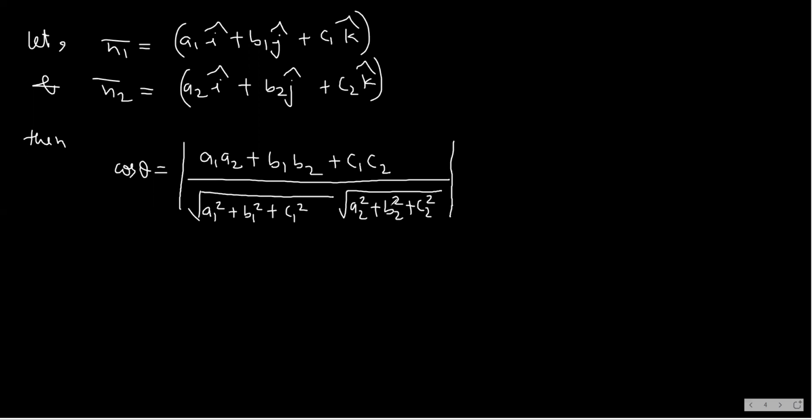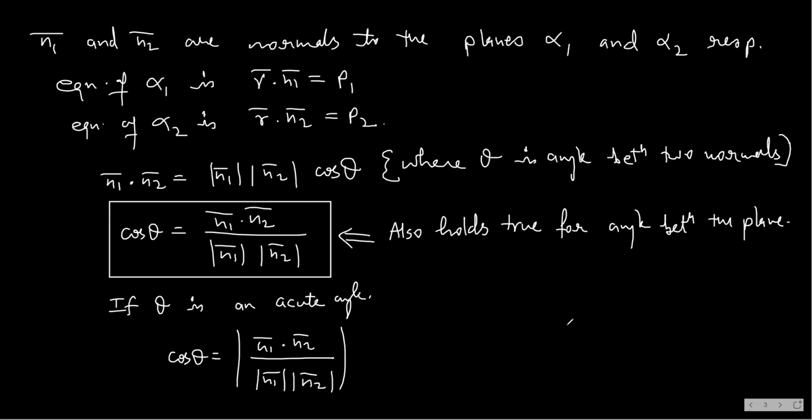Very good. Students, I would like to add one more thing here. Here I have written where theta is the angle between two normals, that is the angle between two planes, that is the angle between the planes. Why? Because just now we proved that the angle between two planes is the same as the angle between their normals, that is the angle between the planes.